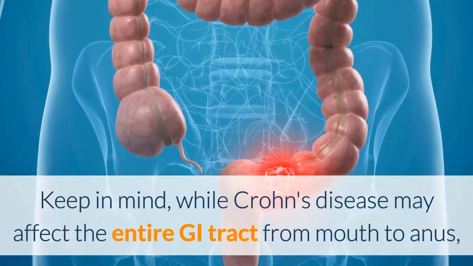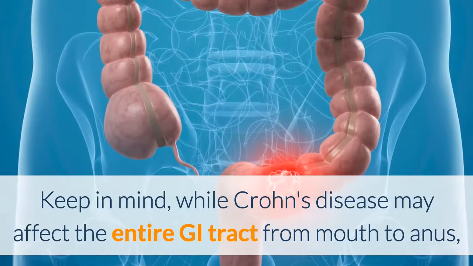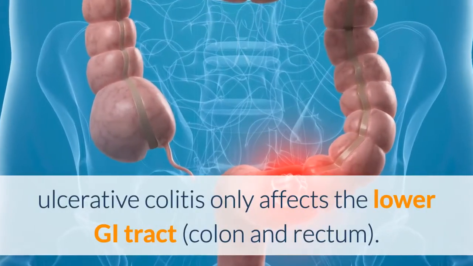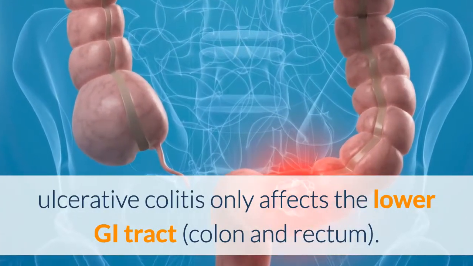Keep in mind, while Crohn's disease may affect the entire GI tract from mouth to anus, ulcerative colitis only affects the lower GI tract, colon and rectum.